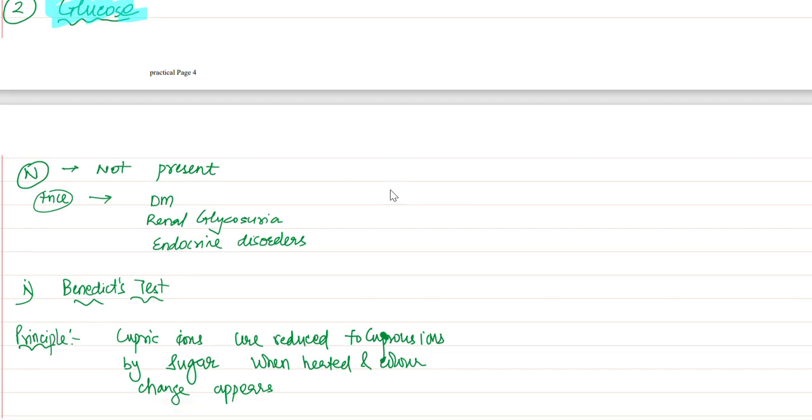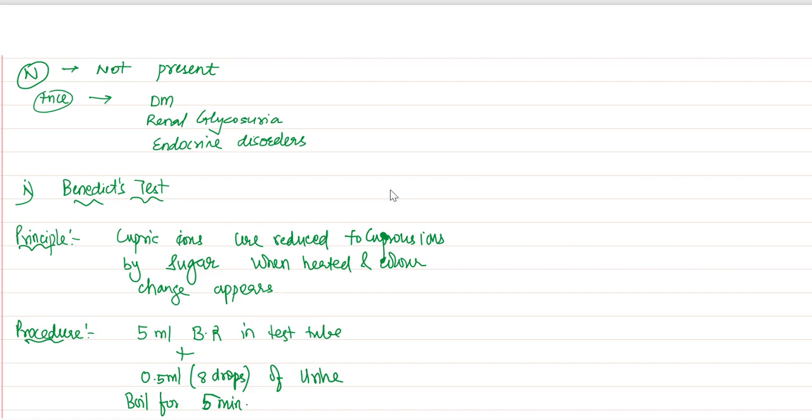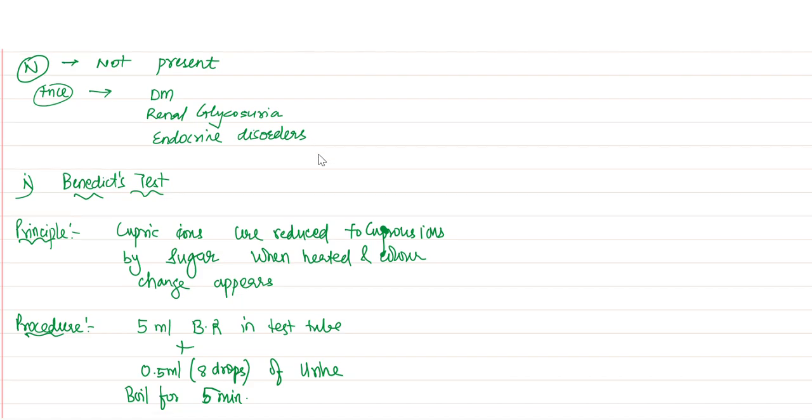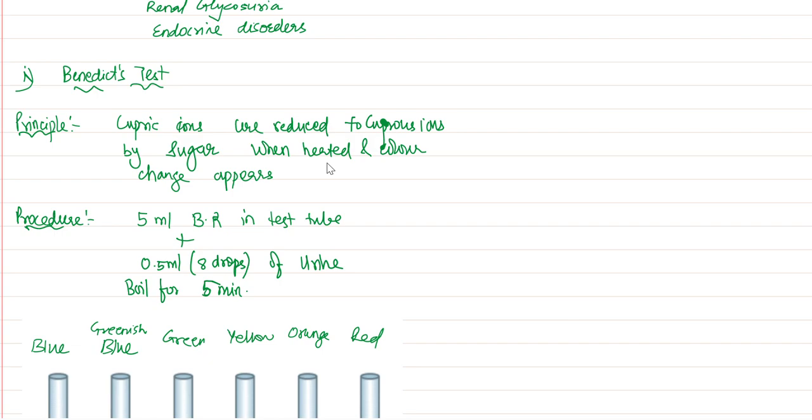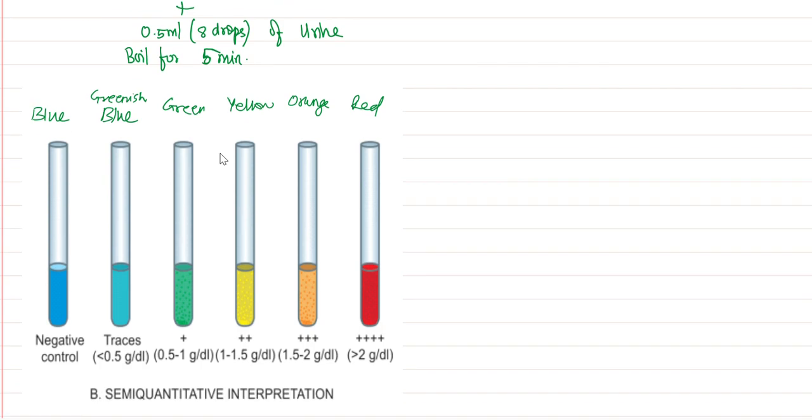Second is for the glucose. Now normally there is no glucose present in the urine. Presence indicates diabetes mellitus, renal glycosuria, or endocrine disorder. Test is Benedict's test. Principle is cupric ions are reduced to cuprous ions by sugar when heated and a color change appears. Procedure is 5 ml Benedict reagent in a test tube plus 0.5 ml or you can take 8 drops of urine, then boil for 5 minutes.